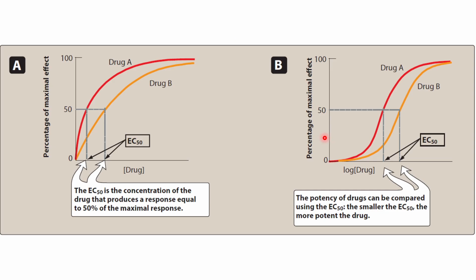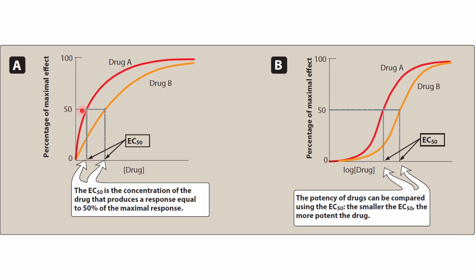And to show the dependence between the concentration of the drug and the effect of the drug, dose response curves are used for that purpose. If we plot the concentration of the drug on the x-axis and the percentage of the maximal effect on the y-axis, we will get a dose response curve. In these curves, we are interested in effective concentration 50. Effective concentration 50 is the concentration of the drug that will lead to 50% of the maximal effect.